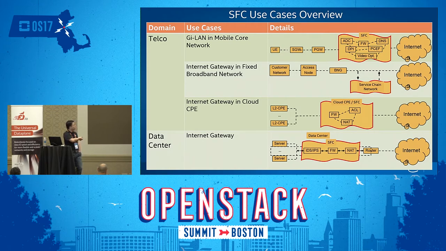And then in the data center, it also needs the internet gateway to ensure the traffic between the internet and your servers goes through the service function chain. So basically, if you look at those four use cases, the service function chain is a gateway for different types of network, no matter whether it's a wireless, data center, or fixed broadband network.